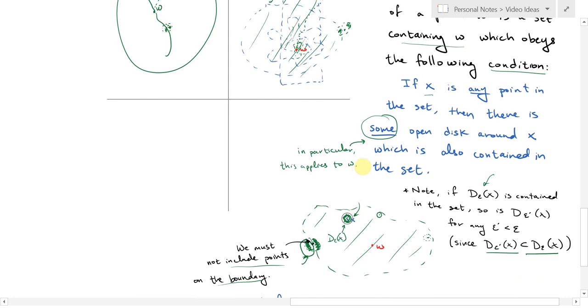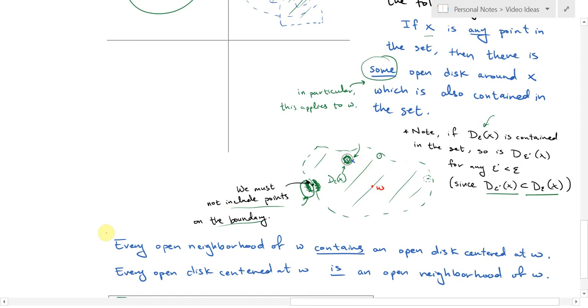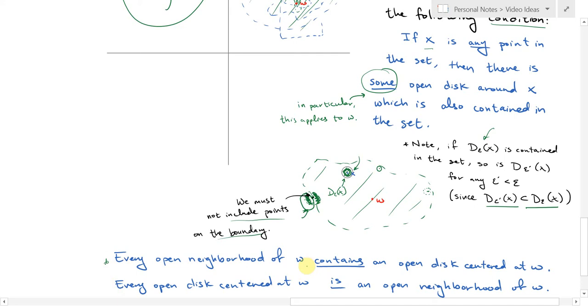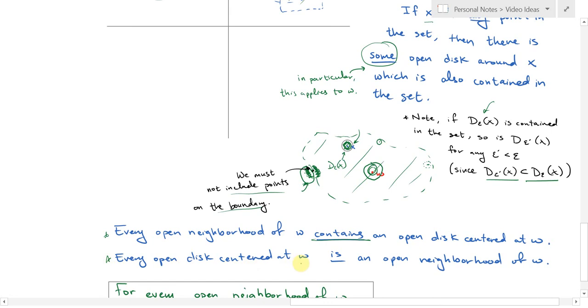Notice two things that relate the open neighborhood definition to the open disk definition. Every open neighborhood of W contains an open disk centered at W. Well, sure, W is a point in it, so by definition, it has to contain some open disk, and therefore every smaller open disk. But also, every open disk centered at W is an open neighborhood of W. In particular, open disks satisfy this property. If you pick any point in the open disk, you can always find some smaller open disk centered at that point that is contained in your open disk. So that shows us the relationship.